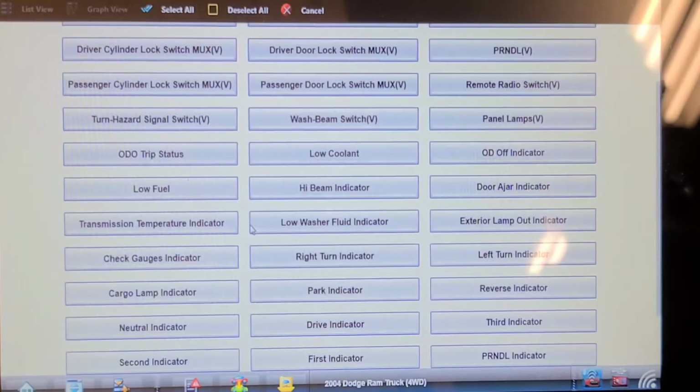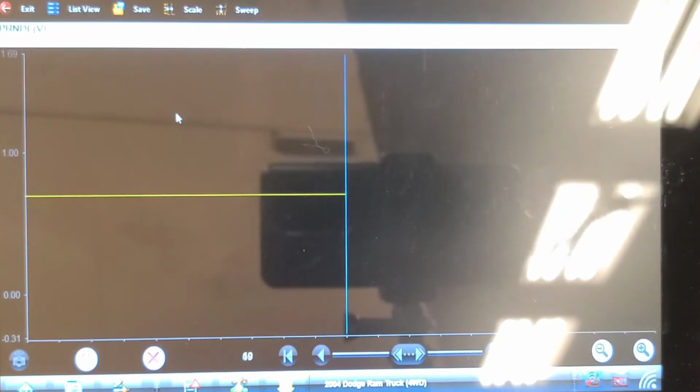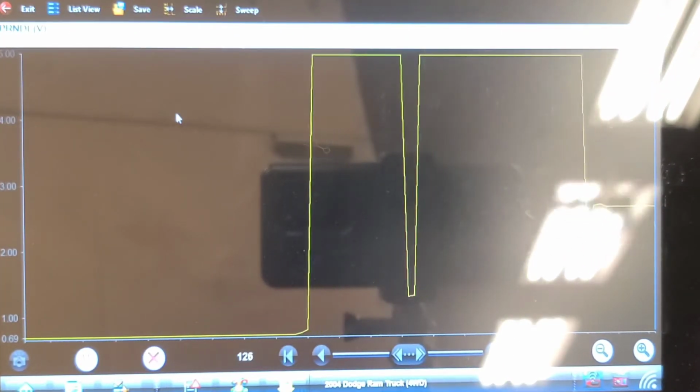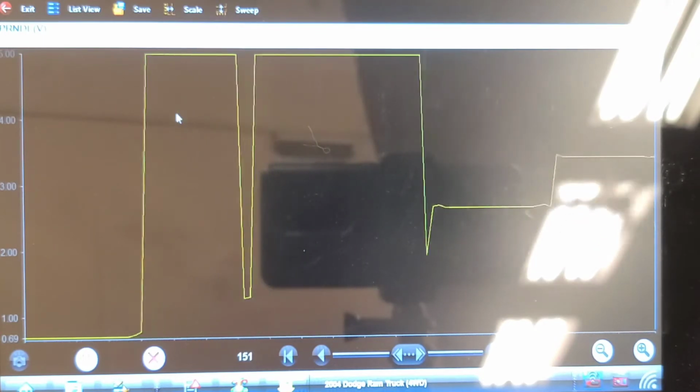Let's see if we can look at, oh there it is, Prundle voltage. Let's graph this. That should be a little quicker. So right now it's in low, so I'm going to shift it through the ranges back to park. Second, drive, neutral, reverse, park.